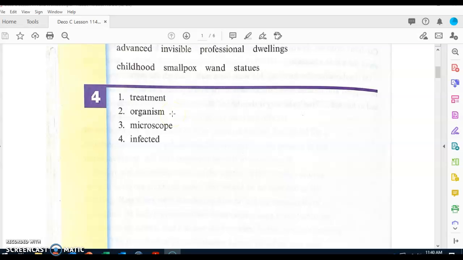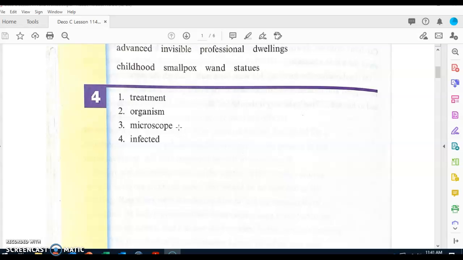Something that is living is an organism. Everybody, what is an organism? Something that is living. Number 3. What word? Microscope. A microscope is an instrument used to look at things that are very small. Everybody, what do we call an instrument used to look at things that are very small? A microscope.